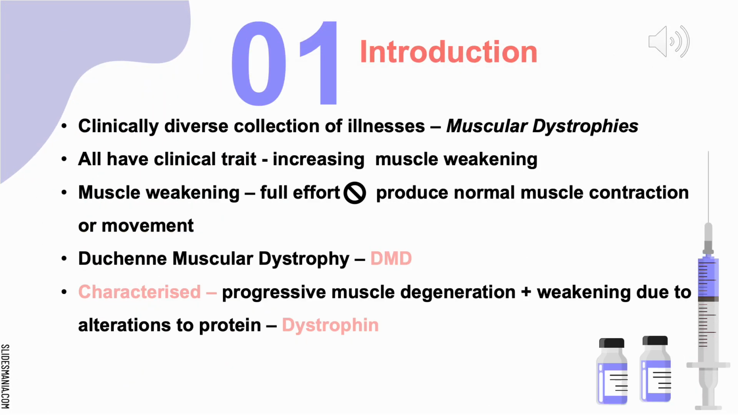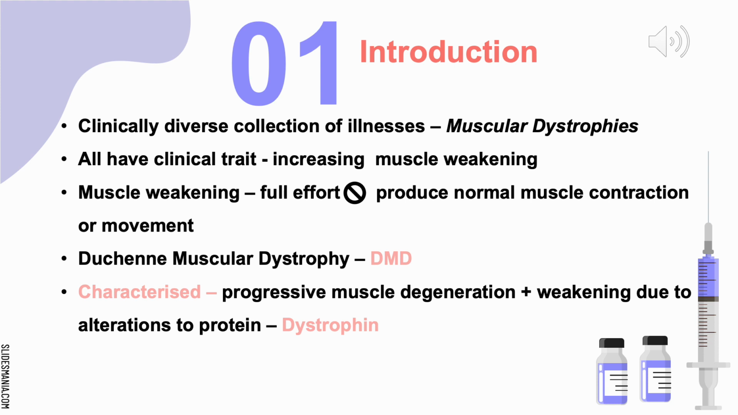Introduction. The clinically diverse collection of illnesses known as muscular dystrophies all have the clinical trait of increasing muscle weakening. Muscle weakening is when your full effort doesn't produce a normal muscle contraction or movement.